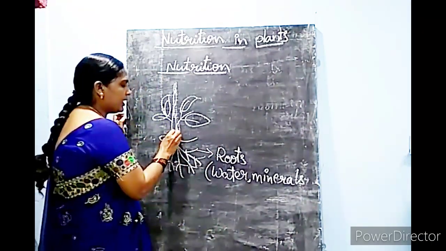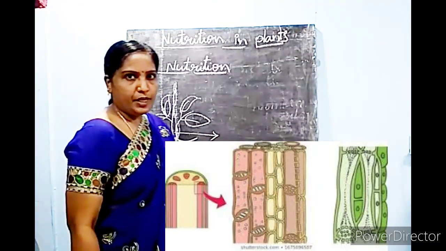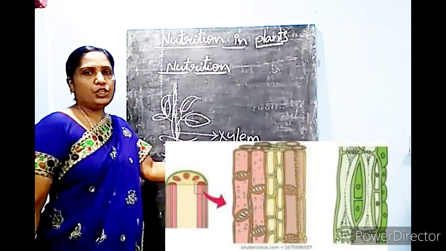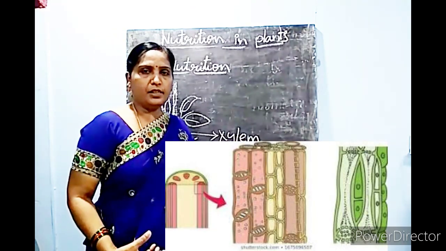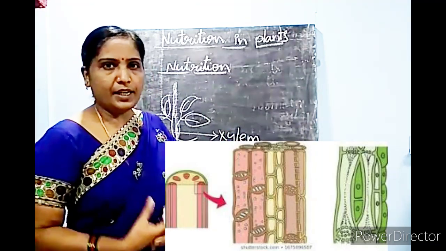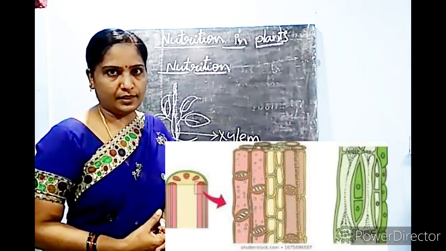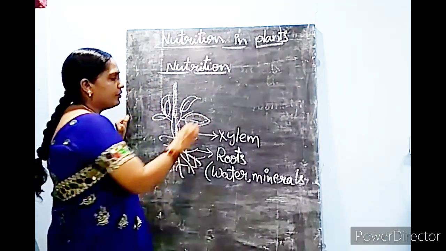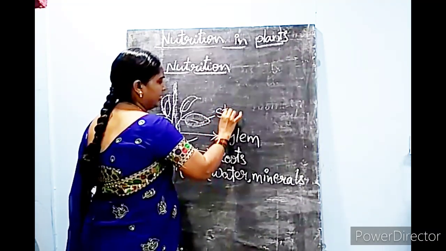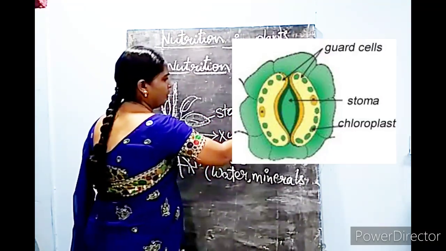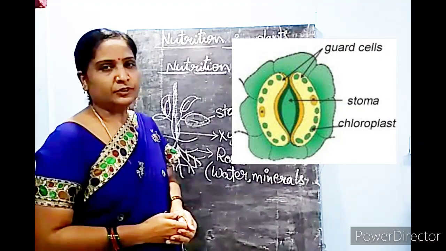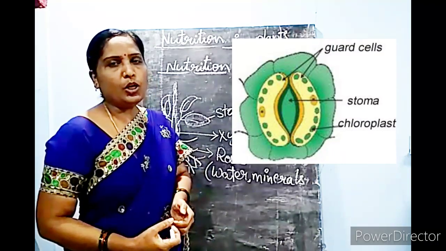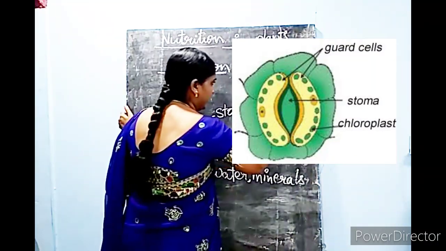So these tubes which are carrying this water and minerals, this tissue is known as xylem. The tissue which is carrying water and minerals to the leaves is known as xylem. Xylem is helping in this process. And on the surface of the leaf, tiny openings are present. These tiny openings are known as stomata. The opening and closing of stomata is controlled by cells known as guard cells.